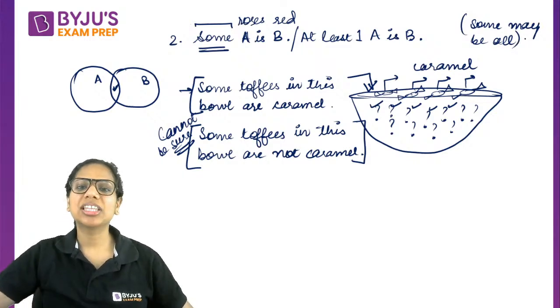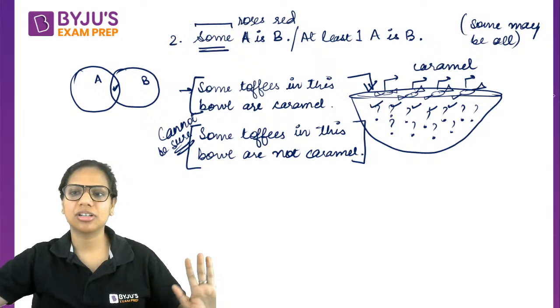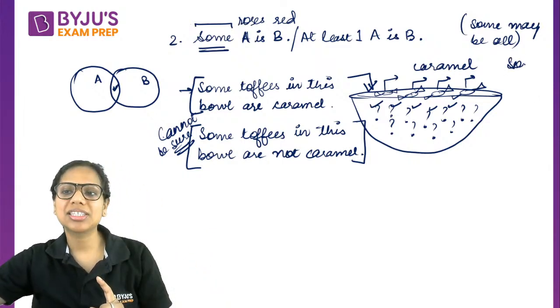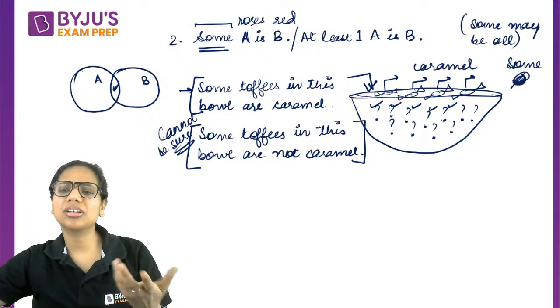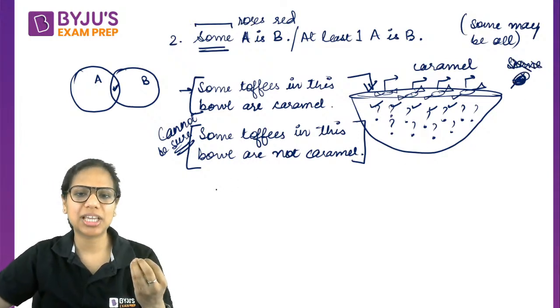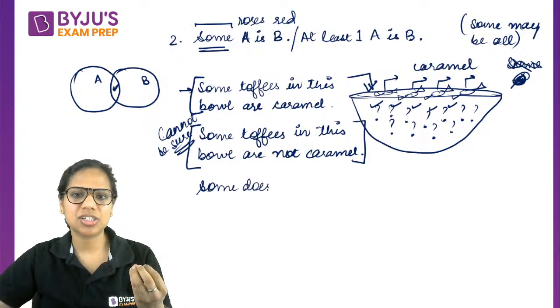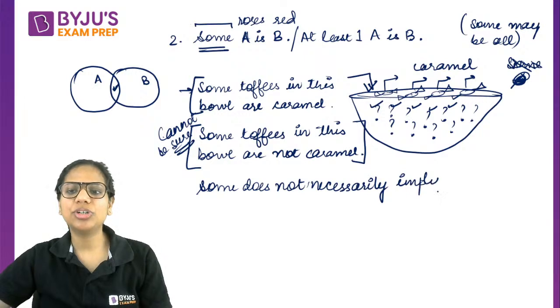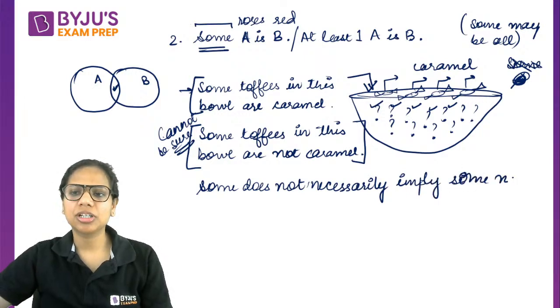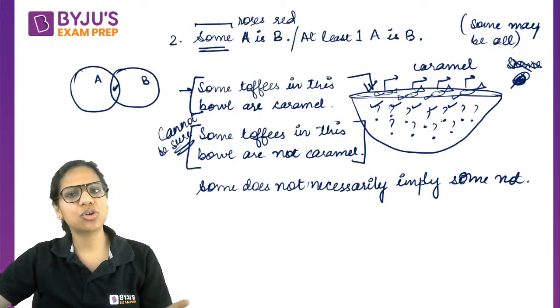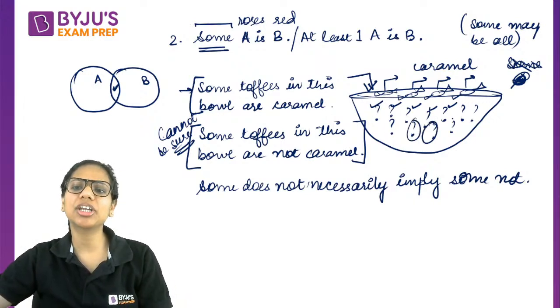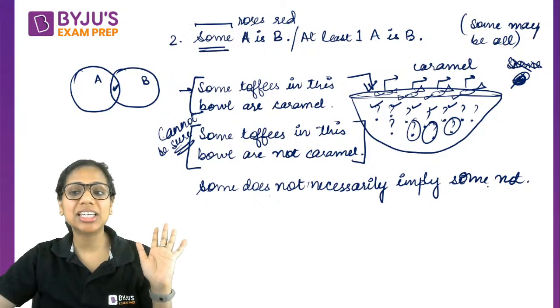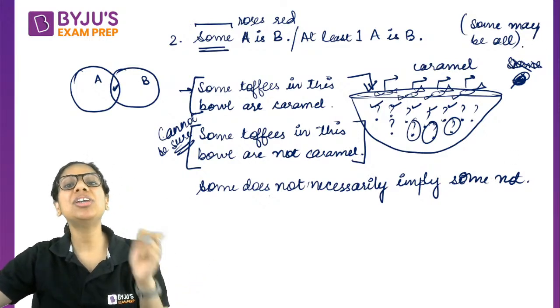So that's why we do not say that some implies some not. We do not say that in logic, this is wrong. Some does not necessarily imply some not. Let me write it here. Some does not necessarily imply some not. It may be, or it may not be. So when you dig deeper, you may find out that the others are also caramel, or you may find out that some are not caramel. So some does not necessarily imply some not, and some may be all also.